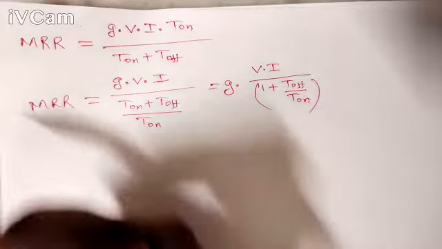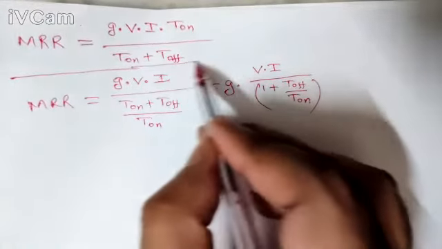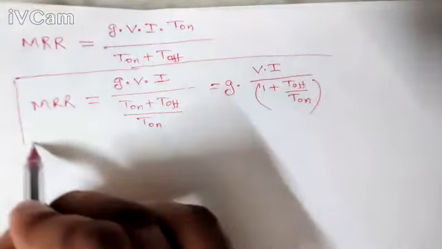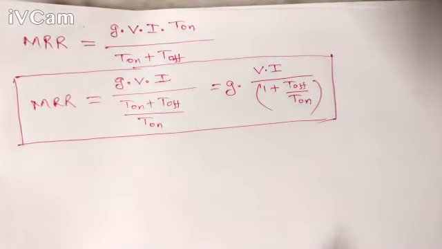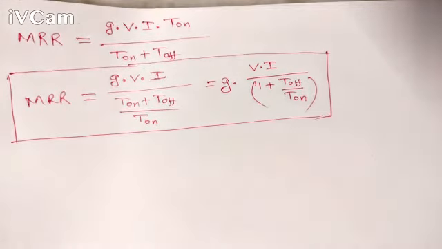So this can become our MRR. Okay. So note it down, everyone. This is the final expression of material removal due to a single spark. And this is developed with the assumption that the crater which got formed due to that spark is hemispherical in shape. Okay, I hope it is clear.